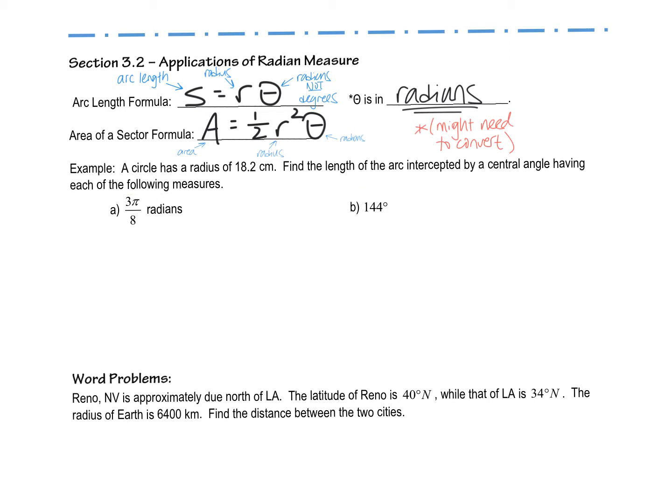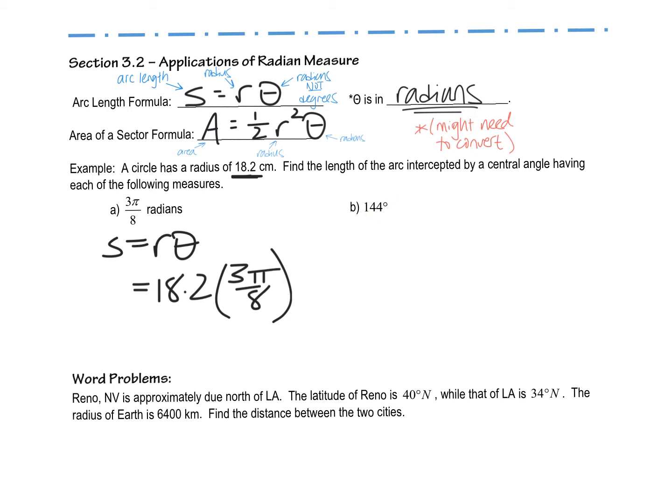And so what I'm going to do first is start with my formula, S equals R theta. In this case, my radius is 18.2. It's up here in the problem. And they're asking me for the arc length, so I'm going to leave S as my variable, but I'm going to plug in 18.2. And my radians is 3 pi over 8. And that is already in radians because it is labeled here, radians. This is a degree symbol, so I'm going to have to convert that before I plug it into my formula.